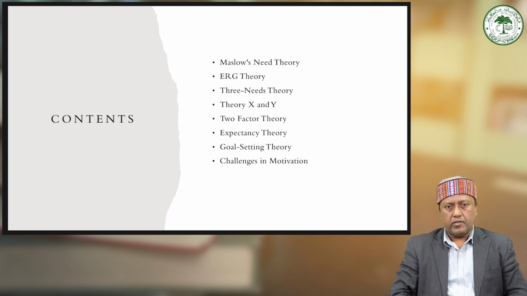So we will discuss these theories briefly, not in detail, but at least you will understand what is the basic essence of all these theories. The first and foremost, we will discuss the Maslow need theory. Then we will discuss the ERG theory. Then three needs theory. Then theory X and Y. Two-factor theory, expectancy theory, goal setting theory, and challenges in motivation.